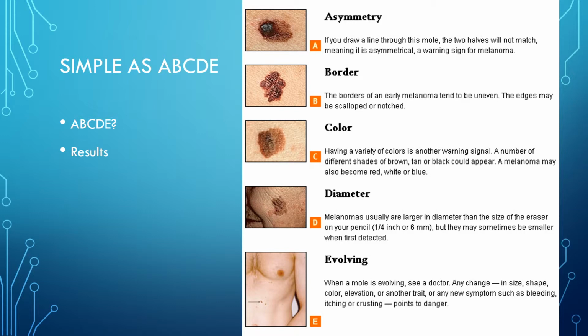Each of the categories will be given a percentage from 0 to 100. The higher the number, the more likely the molar growth is suspicious and needs a second look. The results are easy to understand, and each letter and percentage is clearly marked. One does not need to be a doctor or nurse to understand this application.